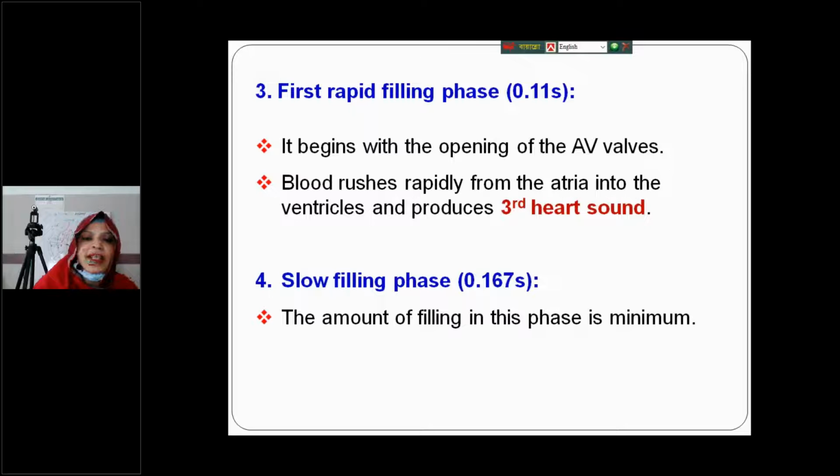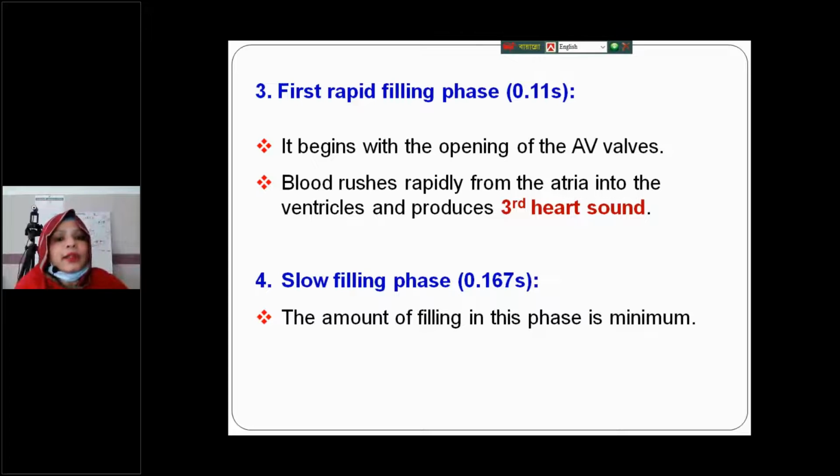Now, first rapid filling phase. It begins with the opening of the AV valve. Already blood has collected within the right atrium and left atrium, so all blood rapidly rushes into the right ventricle and left ventricle. That's why this is called the first rapid filling phase. Blood rushes rapidly from atria into the ventricle and produces the third heart sound. This is a very, very important thing. Whenever the third heart sound occurs in the cardiac cycle, it occurs during ventricular diastole, that is, the first rapid filling phase.